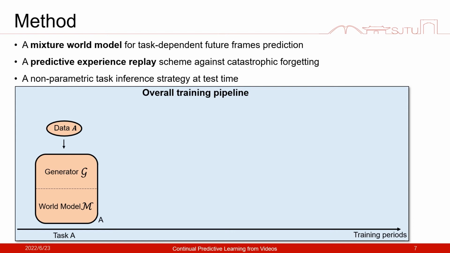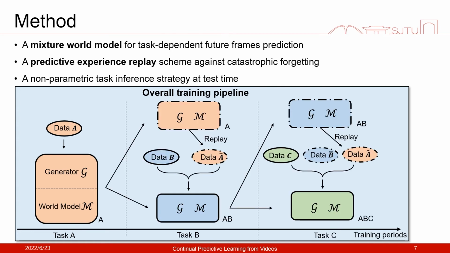In the first task, the world model M is jointly trained with the generator G, which learns to generate the first frame of videos. And in the following tasks, we use G to generate the first frames of previous tasks, then use the world model M to predict the corresponding future frames, and finally combine the rehearsed data of previous tasks and the real data of the current task to jointly train M and G.